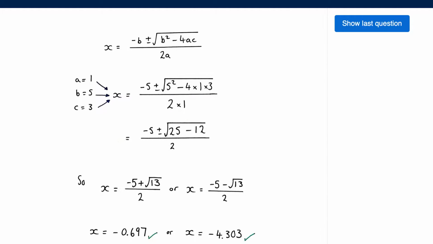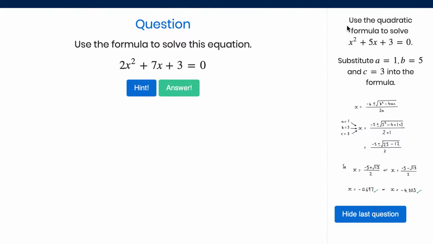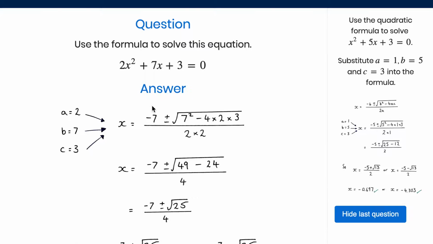Now it's your turn. Here is another example. Use the formula to solve this equation. 2x squared plus 7x plus 3 equals 0. Follow the method from the last question shown here on the right hand side. Pause the video and have a go. Okay, here is the answer.